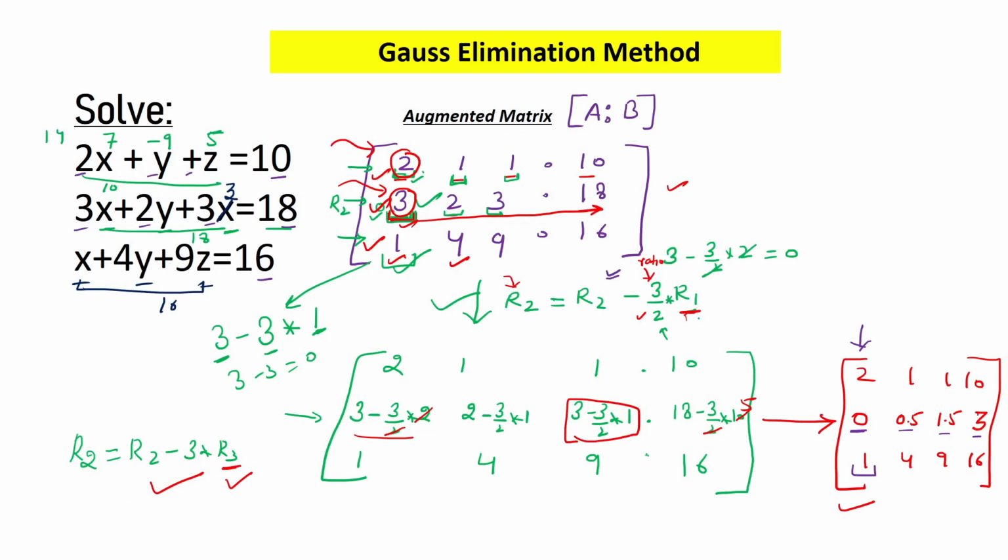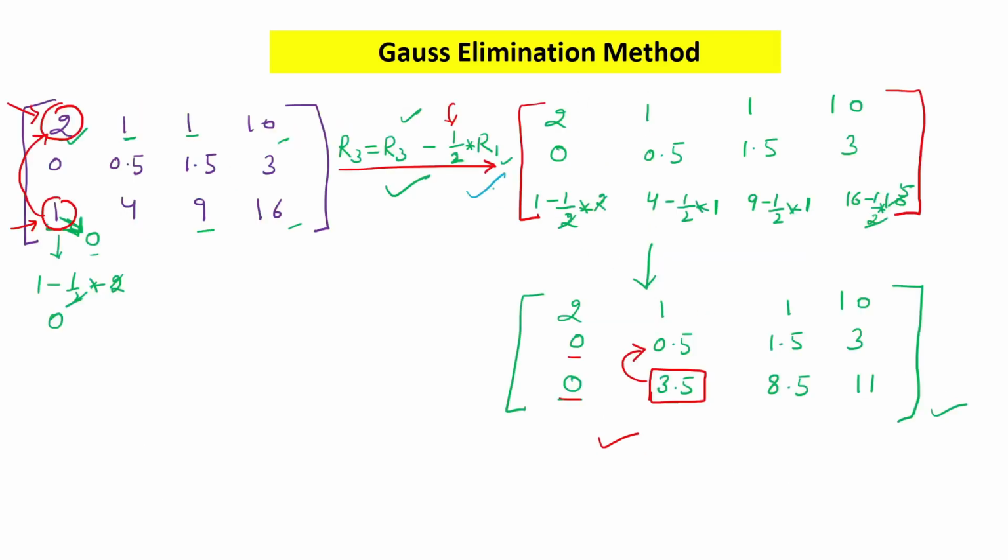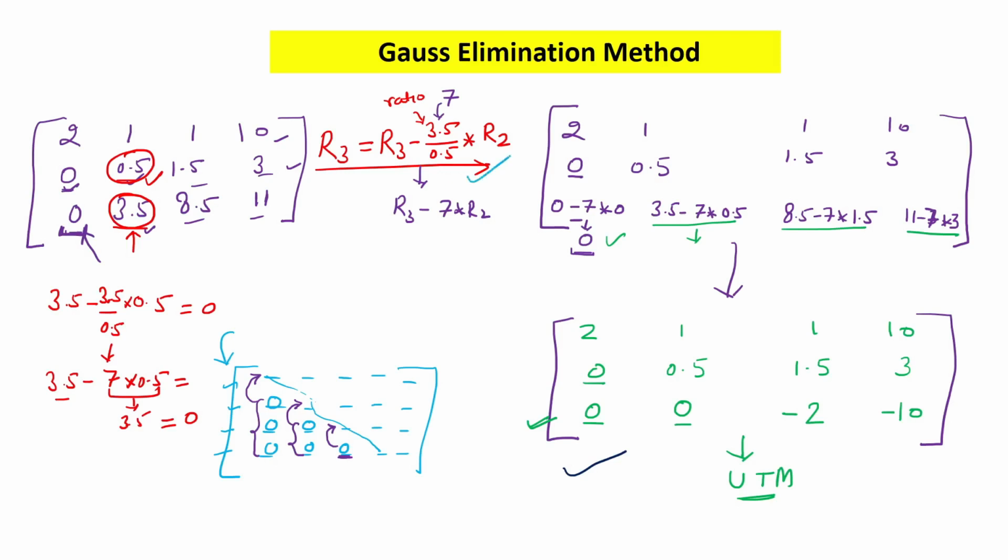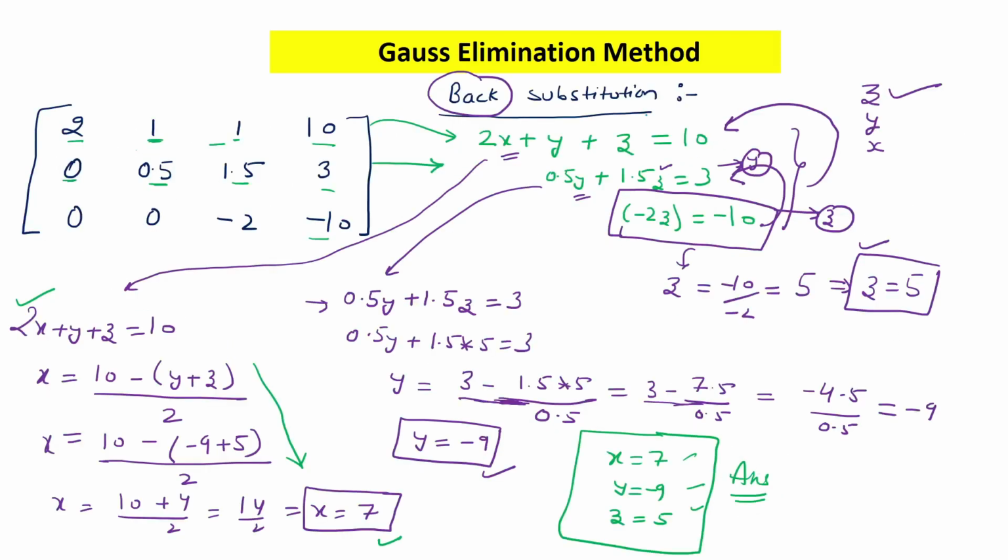So you applied a total of 3 row operations to change this augmented matrix into an upper triangular matrix. You applied this row operation, then this row operation, and then finally this row operation. Finally you got this upper triangular matrix. Then to find the values of x, y, z, you applied the back substitution method and you got the final x, y and z. So I think now you have understood how to apply this method to solve a system of linear equations.